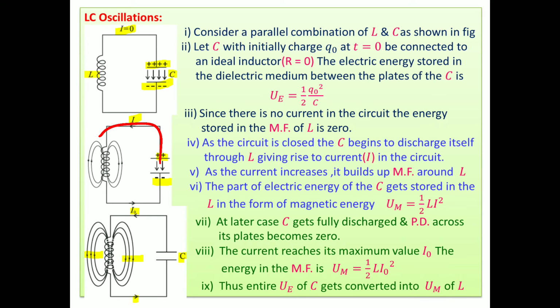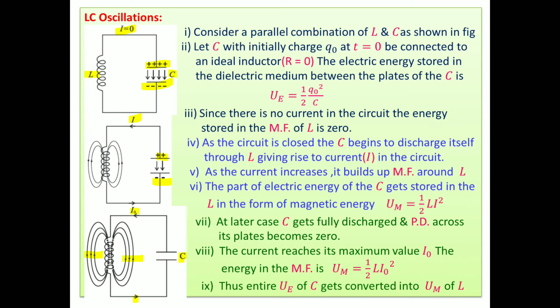The capacitor is fully discharged, which means the total electric energy in the capacitor gets converted into magnetic field energy in the inductor. When it is fully discharged, the potential difference across its plates becomes zero. The current reaches its maximum value, I naught. The energy of the magnetic field, equal to half L i squared, is also maximum. Thus, the entire electric energy of the capacitor gets converted into magnetic field energy.